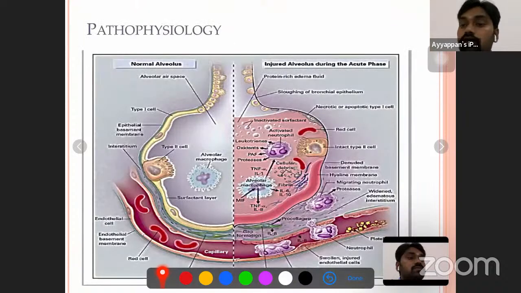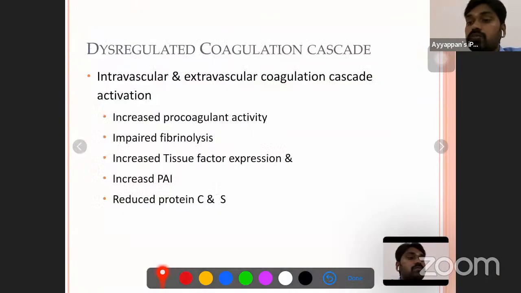So, this is the damage which happens, and this is what it looks like. The other thing which happens is whenever there is endothelial injury, as we all know, it is associated with activation of the coagulation cascade. So there is increased procoagulant activity and impaired fibrinolysis, both leading to both intravascular and extravascular microthrombi formation.